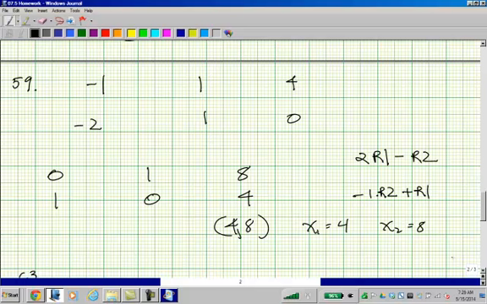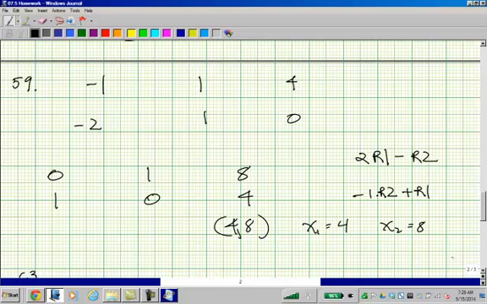2 times R1 minus R2, that's 2 minus 1 is 1. 2 times R1 minus R2, okay, that's going to be 8. So I get 0, 1, and 8 in the first row. Then I take negative R2 plus R1, okay. And that's going to give me 1. And then this will give me a 0 and a 4.